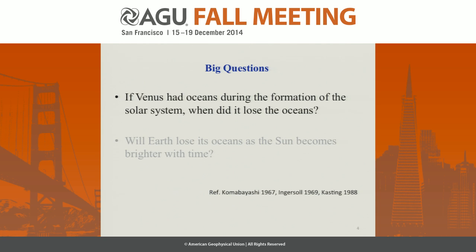There are two big questions about Venus and the Earth. The first question is, if Venus had oceans during the formation of the solar system, when did it lose the ocean? We know that Venus now has no oceans, but some detections show that Venus may have had ocean since its formation. The second question is for our Earth. Will Earth lose its oceans as the sun becomes brighter with time?